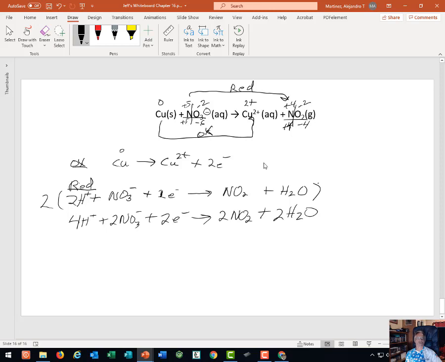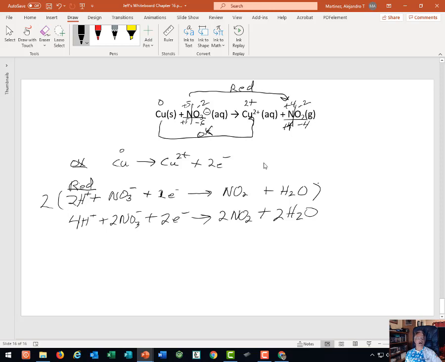Let's just make sure we're still balanced. I've got 4 H pluses, and here is 2 times 2, that's 4 hydrogens. I've got 2 nitrogens, and I've got 2 times 3, that's 6 oxygens, and I have 2 times 2, that's 4, plus 2 times 1, that's 2, 6 oxygens.